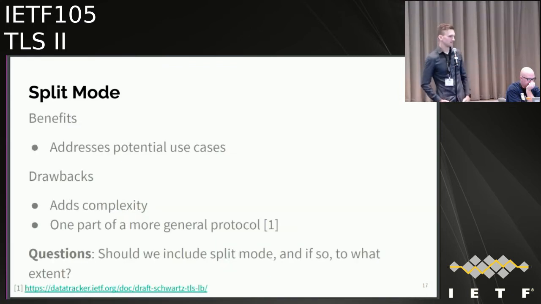So benefits: there may be use cases that require this. Drawbacks, of course, are that this does add complexity to the document. And depending on one's perspective, it might constrain the things that we could possibly encrypt. You might imagine that with ESNI in only shared mode, you could potentially encrypt more than just the SNI, like ALPN, et cetera. It's also potentially part of a more general protocol that Ben will be talking about in a little bit. So I pose the question to the group: should we include it, to what extent, or drop it?